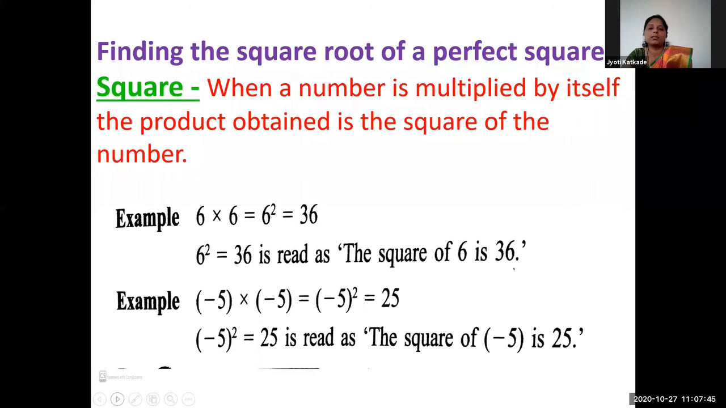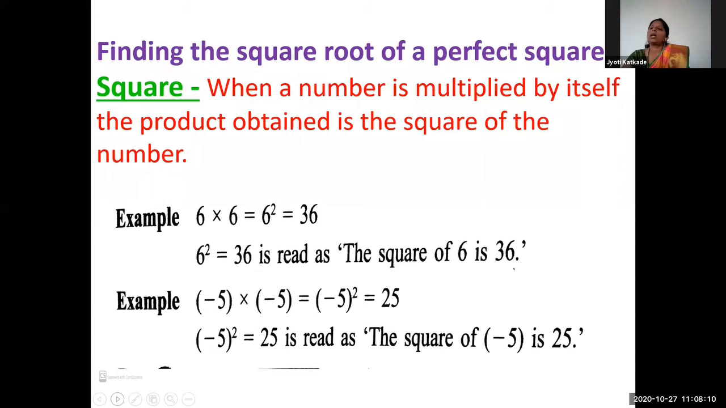Now the second example is minus 5 into minus 5, meaning the square of minus 5. The square of a negative number is also positive, because minus into minus we get positive. 5 fives are 25, which means the square of minus 5 is 25.